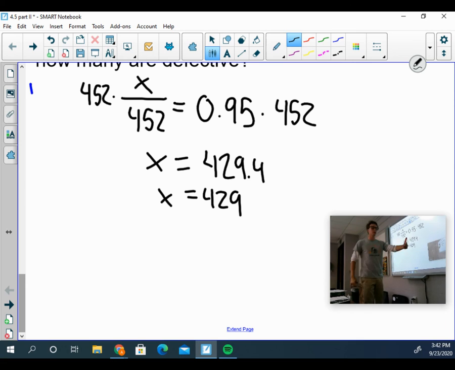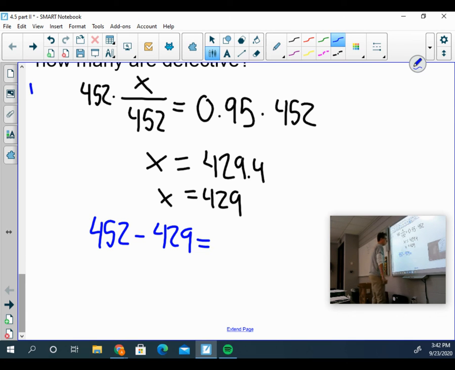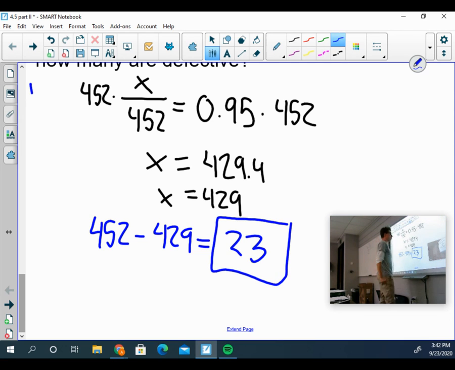How do I figure this out? Use the complement. This is how, if there's a 95% chance that a laptop's working normally, and there are 452 in the store, and we use that logic to figure out that 429 are most likely working normally, then we can do 452 minus 429, and that will give us the amount that most likely are defective. So when I do that, I get 23, and that will be the number of laptops that are most likely defective. Okay? Again, 4.5, all about probability.